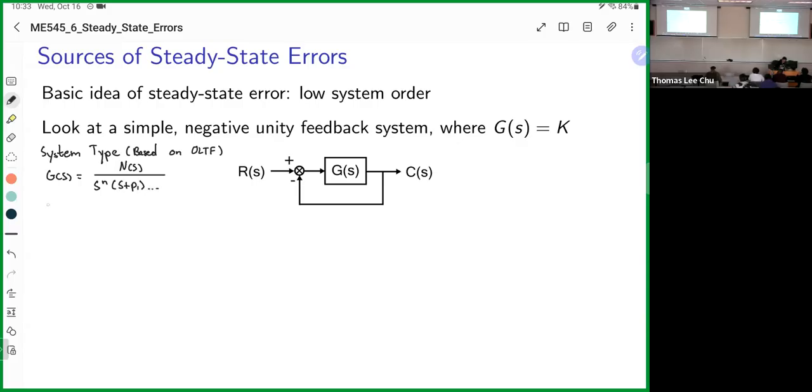System type, maybe I'll write this in green, is type n. So if n is equal to 1, you have a type 1 system. If n is equal to 2, you have a type 2 system. If n is equal to 0, meaning you have no poles at the origin, you have a type 0 system. There's going to be a table somewhere in the lecture slides that will tell you, based off of your system type, if you're going to have a constant, zero, or growing error at steady state.